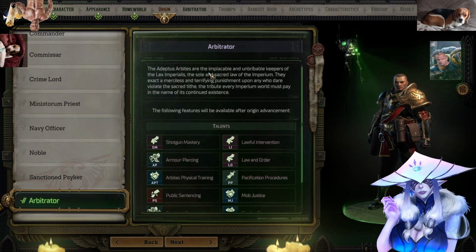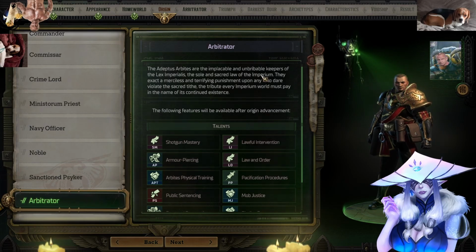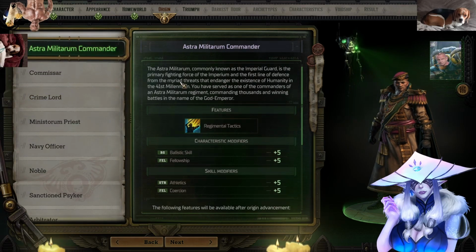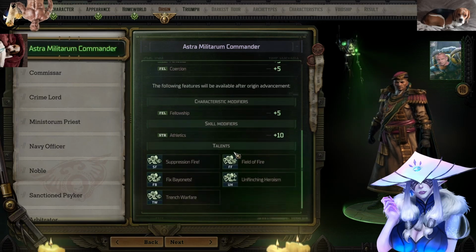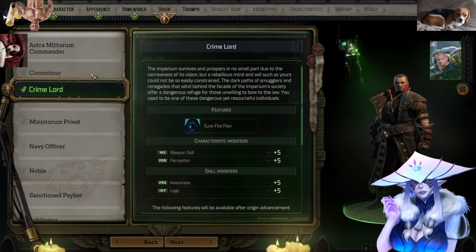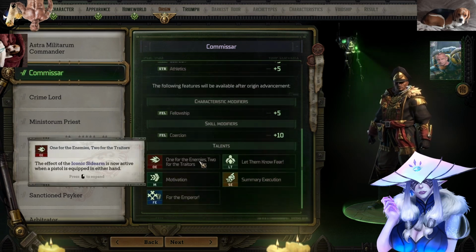The Adeptus are unbending and unbearable keepers of the Lex Imperialis, the sacred law. No. Commonly known as the Imperial Guard, it is the primary fighting force of the Imperial War, the first line of defense. You have service orders for commanders of the Astra Militarum regiment, commanding thousands and winning battles in the name of the God Emperor. No. Two-handed weapons. No. Iconic sidearm. Iconic sidearm. No!